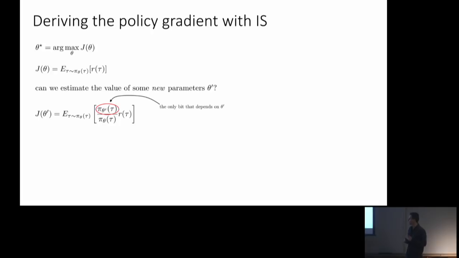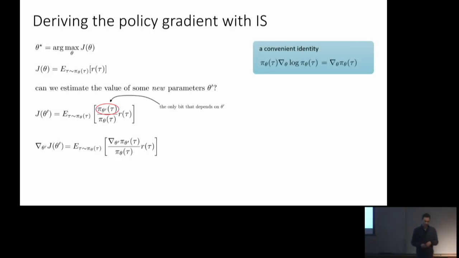So now let's work out the gradient of this thing with respect to theta prime. The gradient of J of theta prime with respect to theta prime is this. The gradient term goes inside the expectation, and it only affects the numerator in the ratio. And I have my usual favorite convenient identity. I can replace the grad theta prime of pi theta prime tau with pi theta prime grad log pi theta prime. And I get this. Again, very convenient. It looks a lot like the policy gradient I had before, except that now it's weighted by these importance weights, and the expectation is taken under the old parameters.